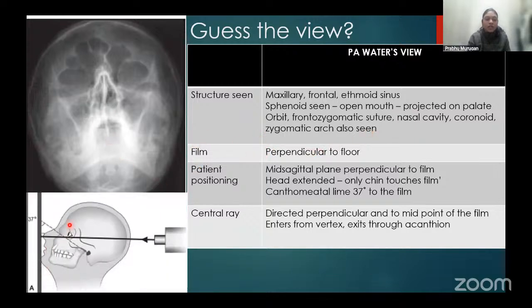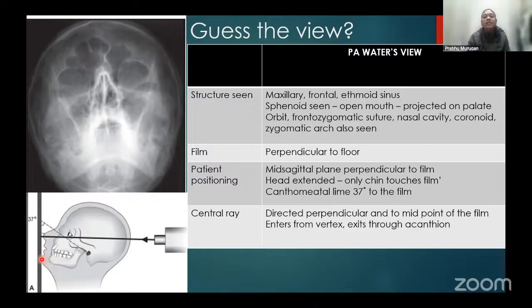Okay, so you can see the positioning of the film and the positioning of the patient here. This is how the patient will be positioned, with the chin touching the X-ray film, and you can see that the central ray is passing from the midpoint of the film, entering from the vertex and exiting through the acanthion. Acanthion is your nose part. You can see that the patient's head is tilted slightly.